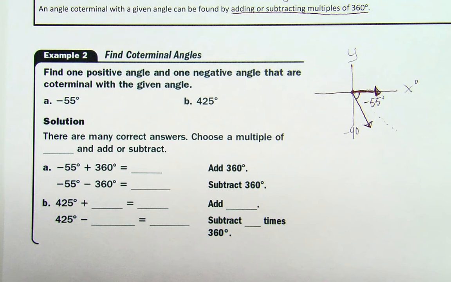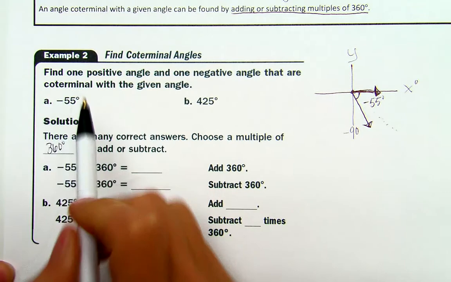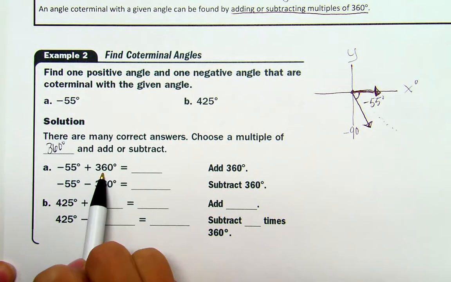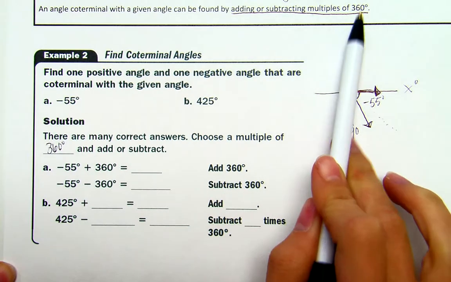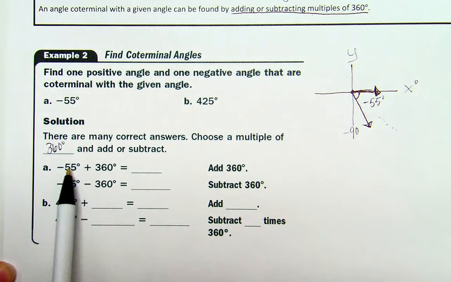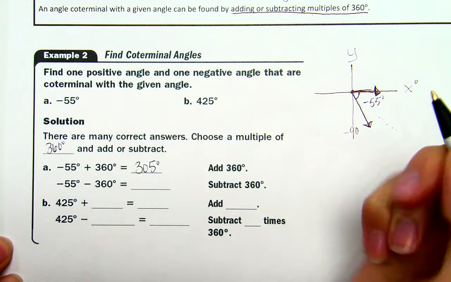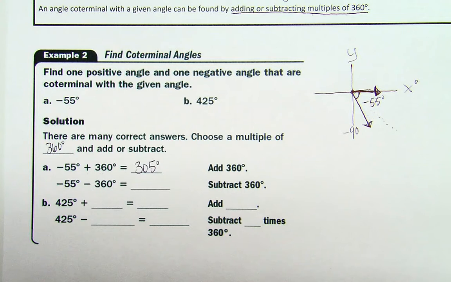So to start out, to add or subtract multiples of 360, if I take negative 55 degrees and I add a full circle, so I'm adding 360 degrees. Multiples of 360 can be 360, it can be 720, just multiples of 360. So I'm going to just add one full circle around. Negative 55 degrees plus 360, if I plug that in my calculator, gives me 305 degrees that would be representative of this exact same angle.